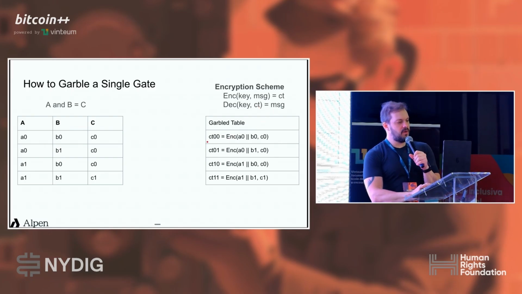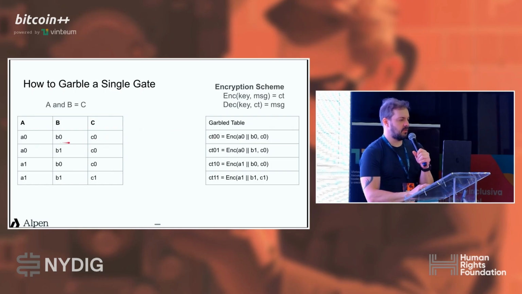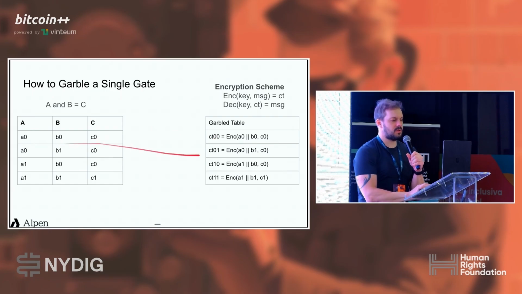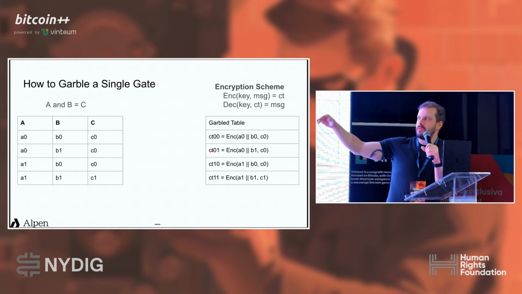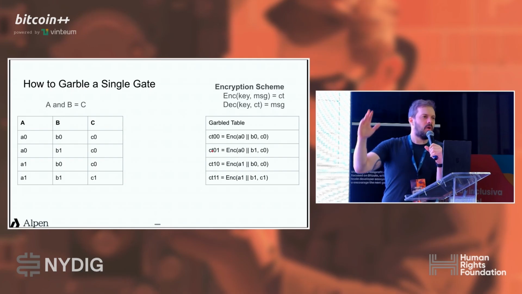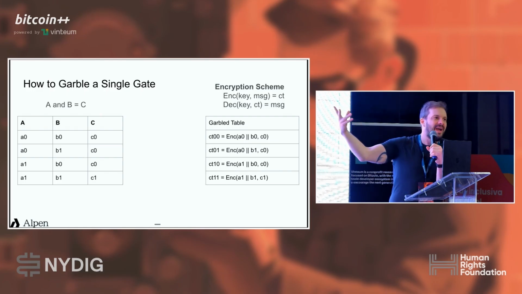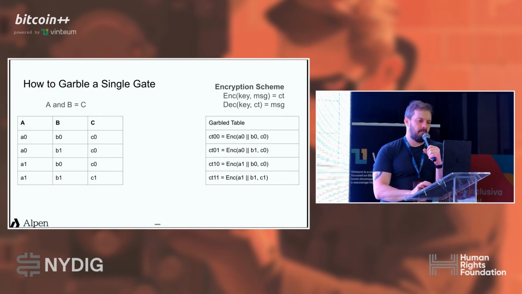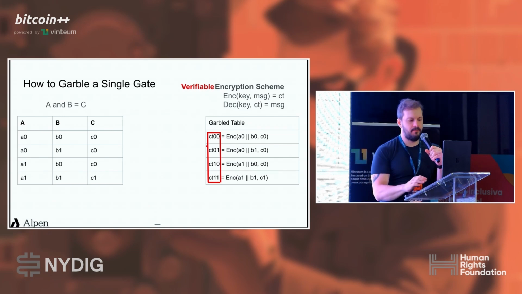For example, to garble the output of the first row, which is C0 from A0 and B0, you use the keys, the labels of A0 and B0, and the message is the label C0. You do the same for all other rows of the table. And of course, you shuffle those rows because you want to hide information about them. You also make this in a verifiable way.